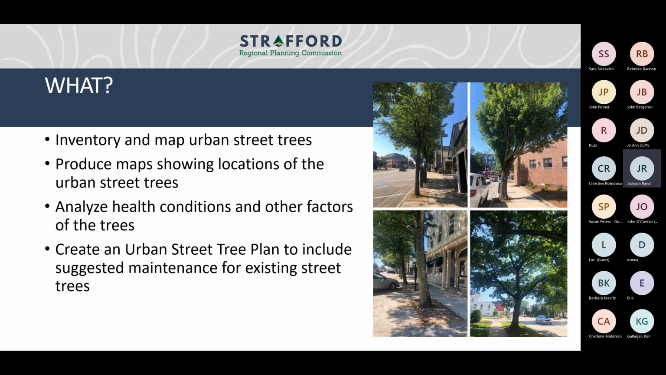So, brief overview. The goal of this project was to inventory and map all of the urban street trees in downtown Dover, New Hampshire. And we were going to analyze the health conditions and other factors of these trees to produce a report back to the city on the locations of all their trees, the conditions, and any maintenance needs that these trees are going to require.